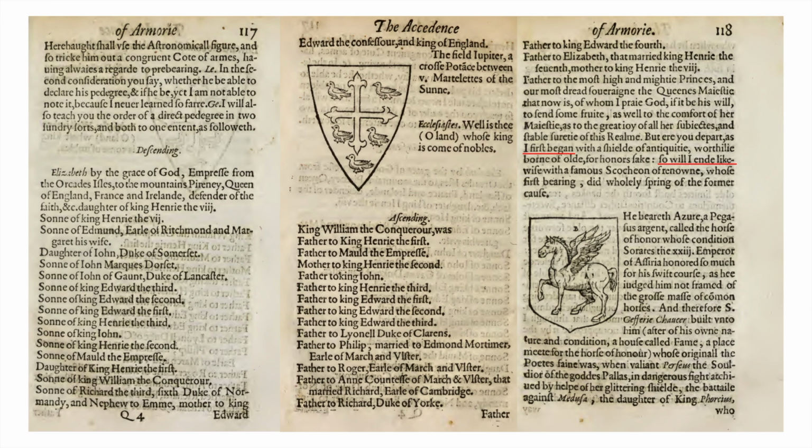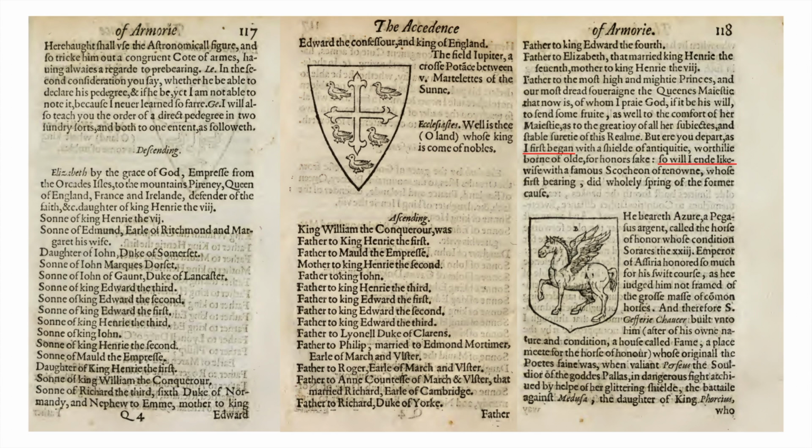Now, within this book on page 117, or I-17 if you prefer, the author starts teaching the order of direct pedigree, a descending order of the kings and queens of England, and then an ascending order. But immediately following on page 118, you'll see it says, "But ere you depart as I first began with a shield of antiquity, worthily born of old for honour's sake, so will I end likewise with a famous scutcheon of renown, whose first bearing did wholly spring of the former cause."